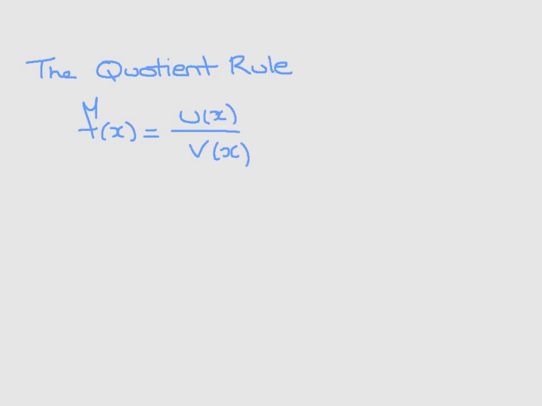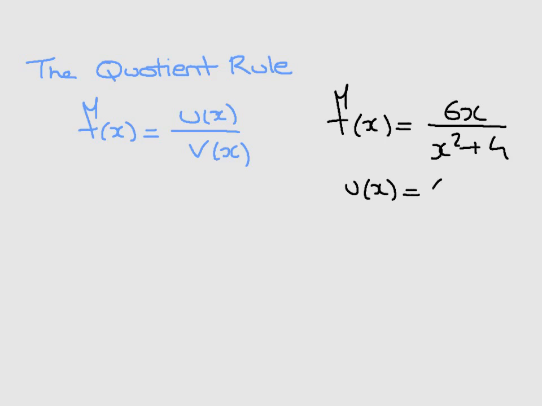And let's make one up very quickly. Let's say I had a function like this, f of x were equal to 6x over x squared plus 4. In this case, looking at that function I just wrote in black, u of x would be 6x, and v of x would be x squared plus 4. Now, a very important thing I'll point out here, the denominator cannot be equal to 0, of course, otherwise the function would not be defined.